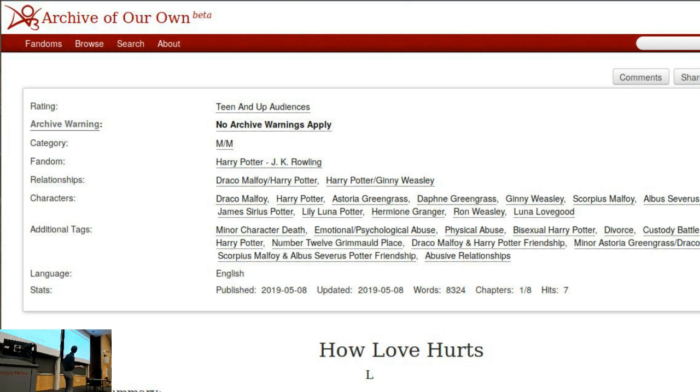We have something interesting called the category. These are the gender of the two or more characters involved in the romantic relationships in this story. So here we have male, male, which is actually the most common pairing: gay male pairings in fan fiction. So that's really interesting, contrasted with mainstream media.